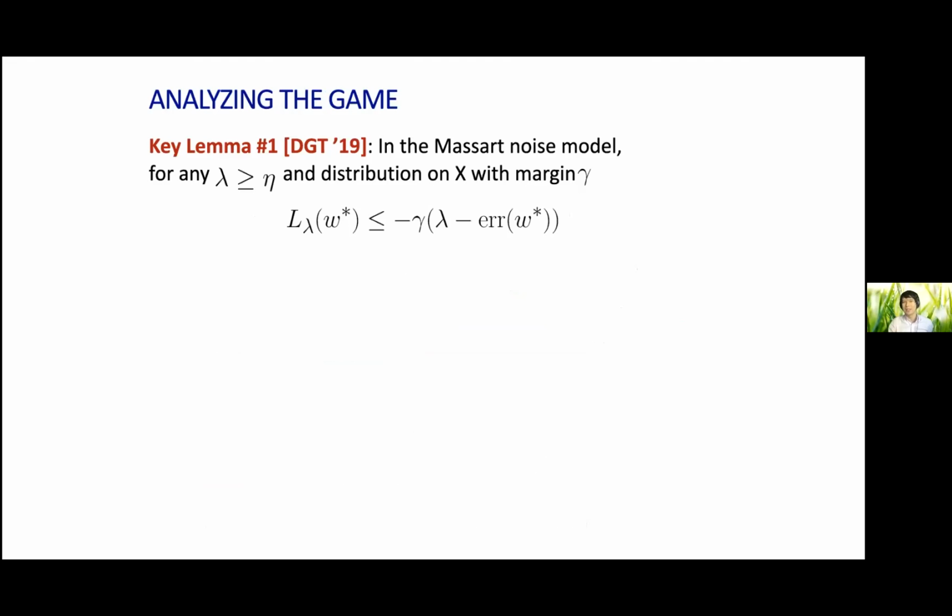There are two key lemmas to analyze the algorithm. The first one, which is from this previous paper, says that the leaky-ReLU loss for W star is quite good. By quite good, the main thing you should know is that it's negative. Because the leaky-ReLU loss has a part where it's negative, the loss can be negative, and it turns out to be important that W star gets a negative loss.